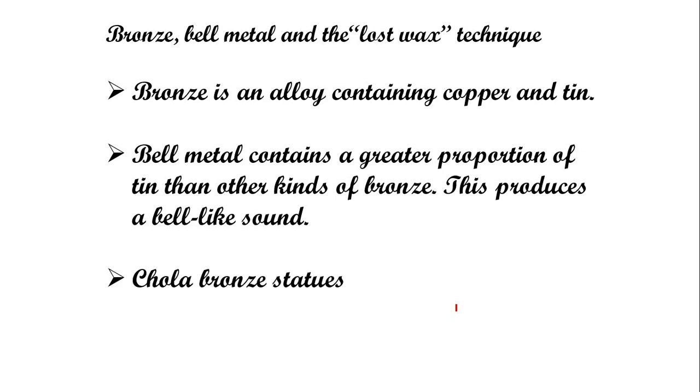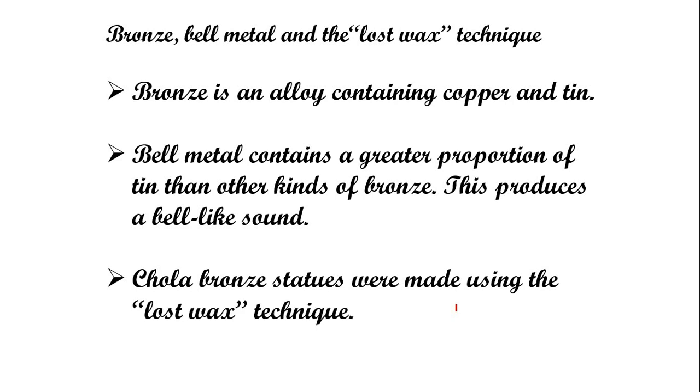Chola bronze statues were made using the lost wax technique. As I told you, in the second chapter we studied about the Chola dynasty, in which one picture in your NCERT book shows a statue of a dancing girl. That was very famous and it was made of bronze. So how were these bronze statues made? As I told you, a special technique was used, that was lost wax. So what was this technique?